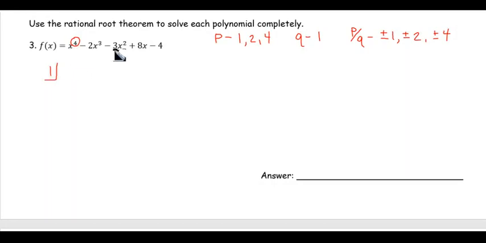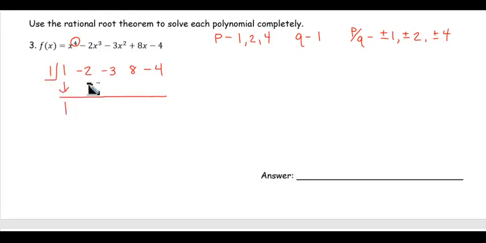Now, to do synthetic division, we do need to make sure that our polynomial is in descending order by exponent and that we don't have any missing terms. Then we're going to write down our coefficients. In this case, it's 1, negative 2, negative 3, 8, and negative 4. I'll drop the first term below the line and start this process.